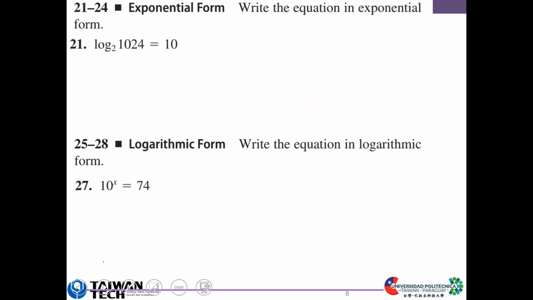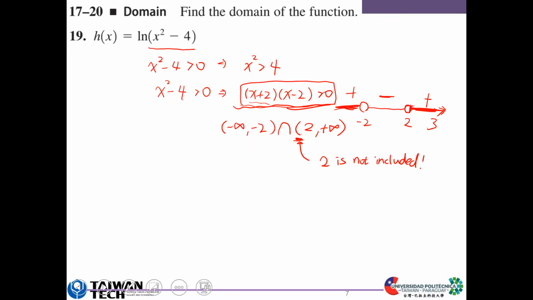Okay. So this is also a simple one. It just tests you on the property, or you can say characteristic, of a natural log function. And the property is simple: what is inside the natural log or log function must always be larger than 0. Okay, so we just use this property.